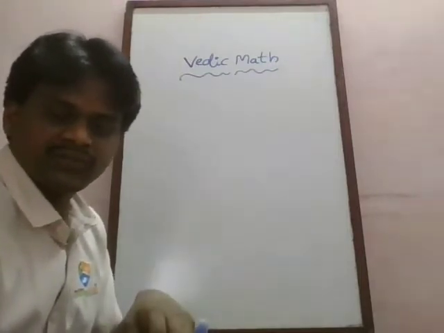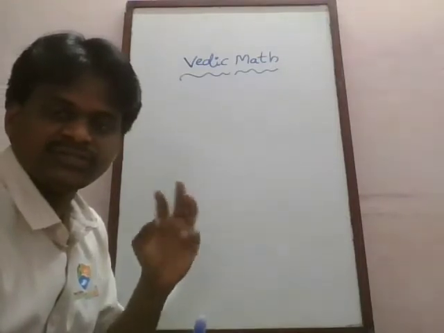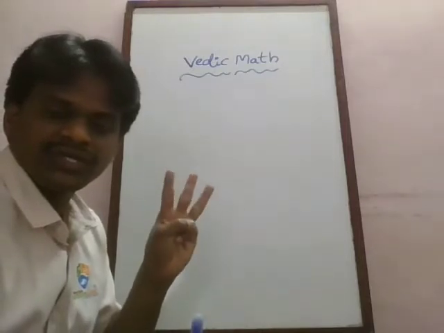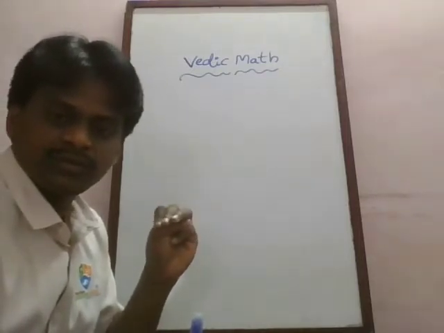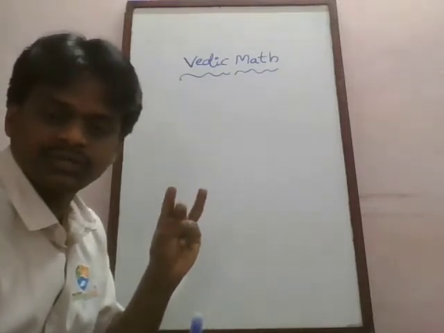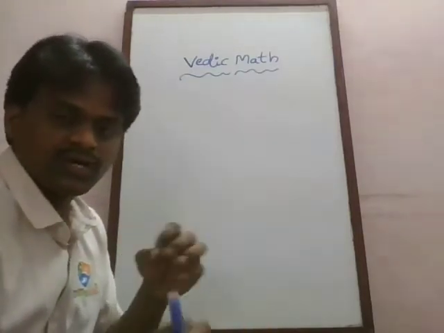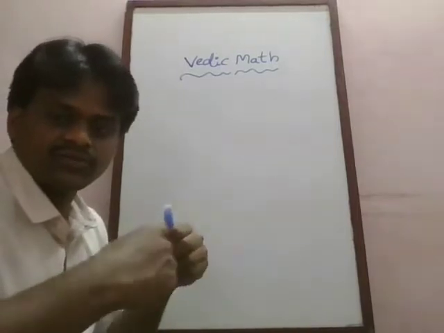Now, what are the features of Vedic math? Majorly Vedic math has three features: intuitive, reversible and completion. So what is intuitive? Intuitive means the intuitive mind will always work from left to right.